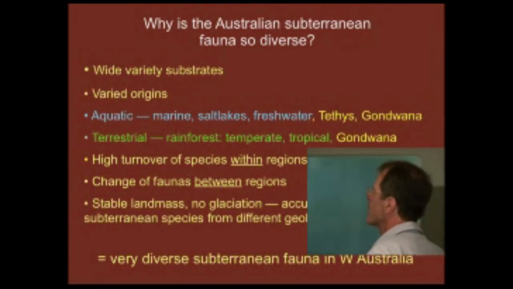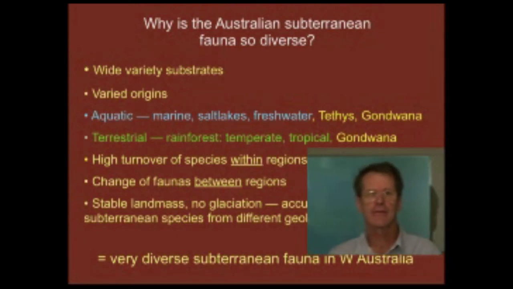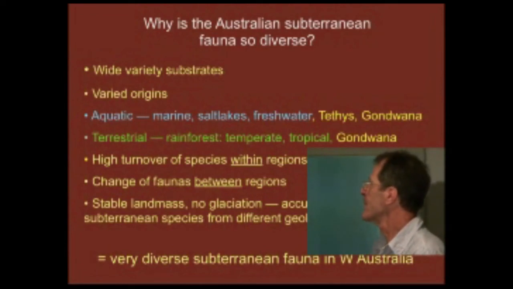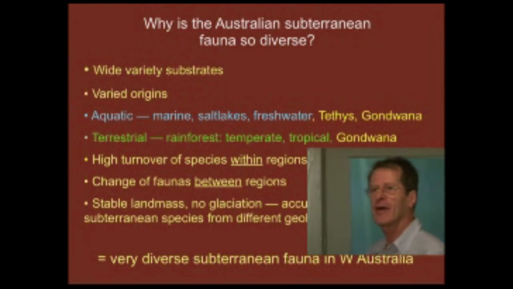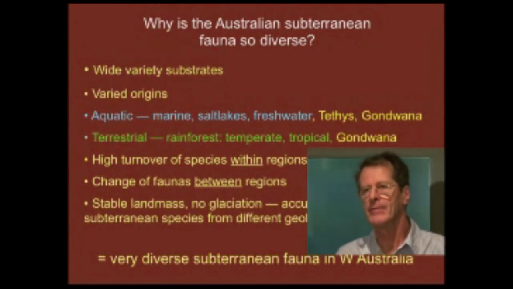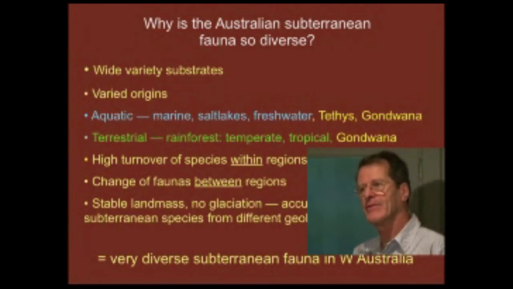The terrestrial stuff we've got, again, we've got good, well-established Gondwana connections, and we've got stuff both from the arid zone, but most of the fauna seems to have gone underground at the time that the Australian continent dried out, so between 10 and 5 million years ago.